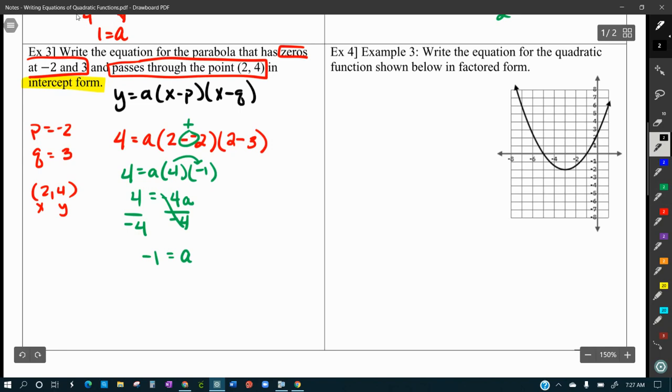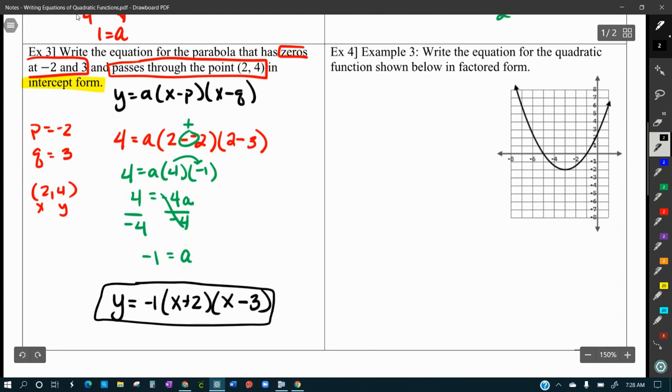So when we write our final equation, we're going to have y equals, y goes back to a y. A is a negative 1, x stays an x. Now, if we do minus a negative 2, that turns into a plus 2. And then if we do x minus a positive 3, that stays a minus 3. So this is your final equation for the parabola described for example 3.